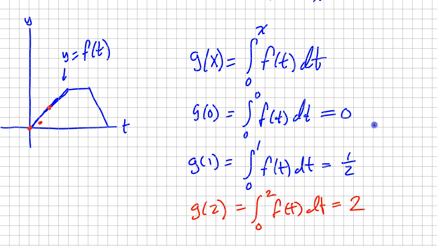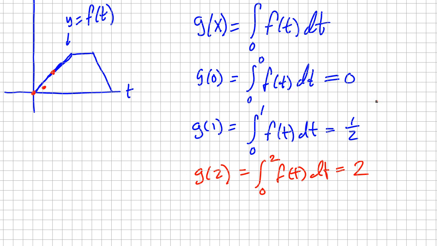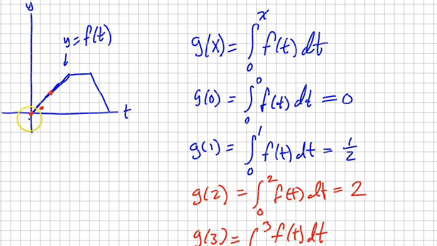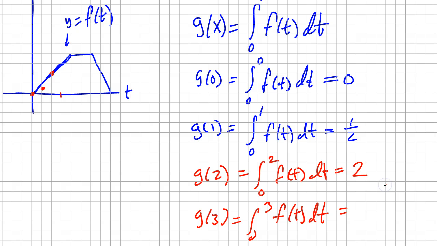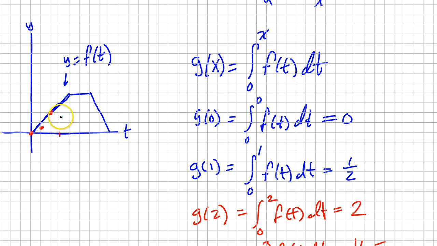All right, let's try g of 3. G of 3 is the integral from 0 to 3 of f of t dt. Well, if I integrate from 0 all the way out to 3, now I've got this bigger triangle. Actually, I have the same little triangle I used to have, plus 1, 2.5 more. So I must be up at 4.5 at this point. 1, 2, 3, 4.5.